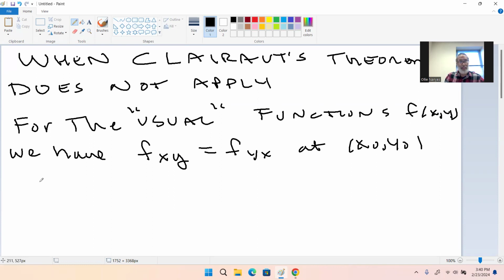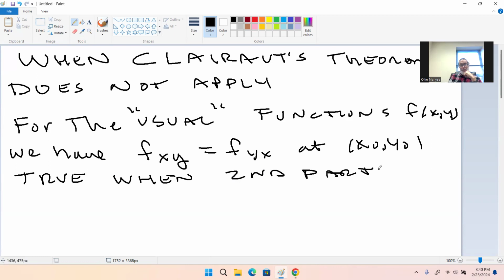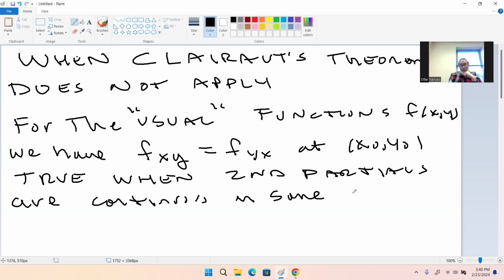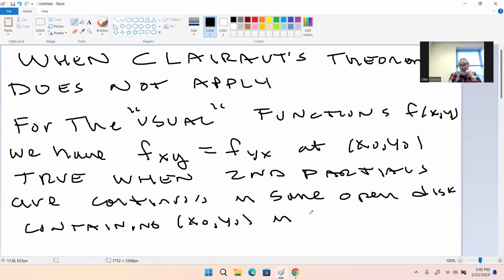Now the hypothesis, I'm not going to be proving this theorem, but this is going to be true when the second partials are continuous in some open disk containing x naught and y naught in its interior.